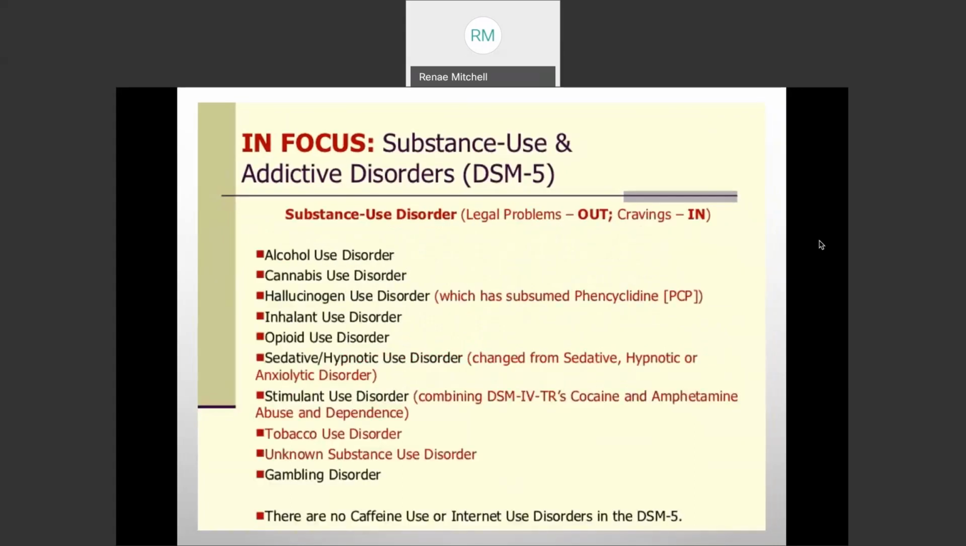The DSM has particular types of substance use disorders, and these have been updated in the most recent edition of the DSM. You can see the different types of substances here, and in red is comparing the DSM-5 to the DSM-4.